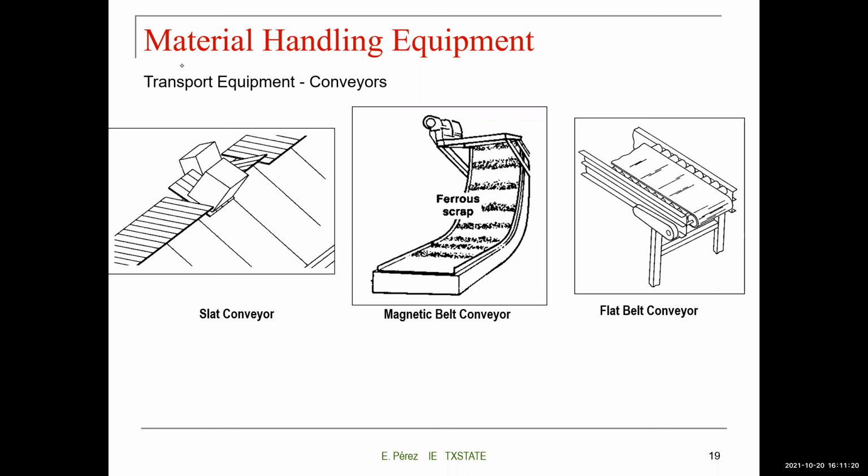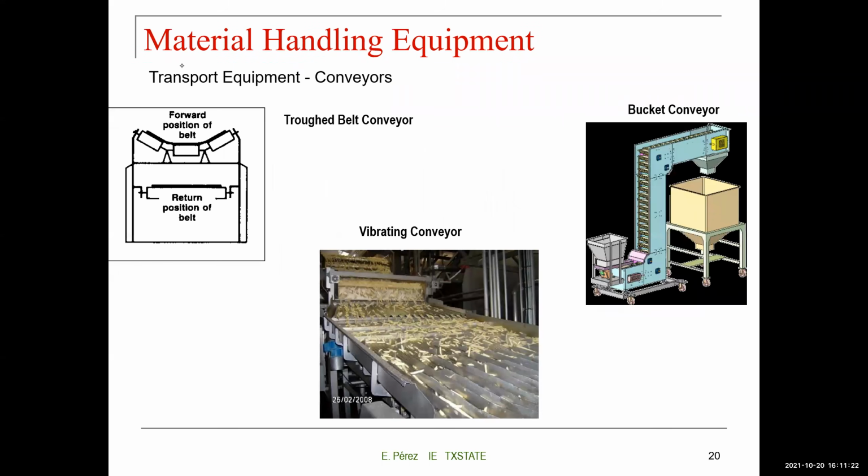Flat belt conveyor, transport equipment conveyors, vibrating conveyors, again for packaging. In this case, French fries, where you want to have a specific amount on each lane. That vibration allows you to separate the product. And the bucket conveyor, basically pulling everything up so you can discharge the amount you need in these areas.